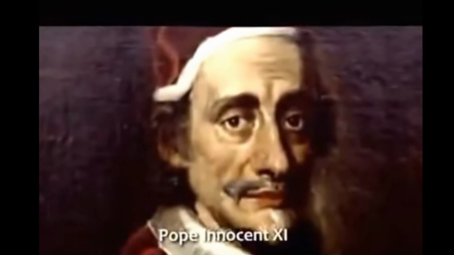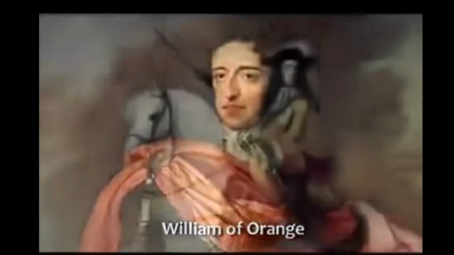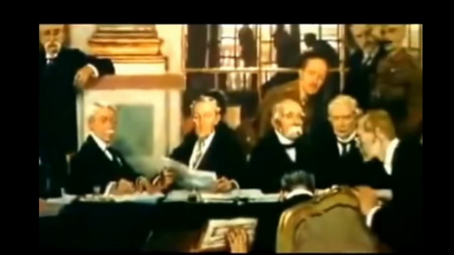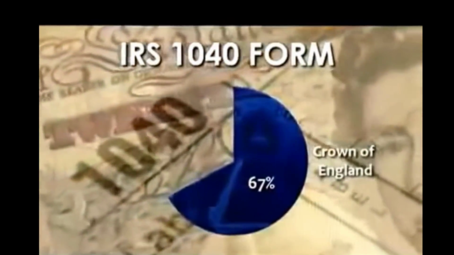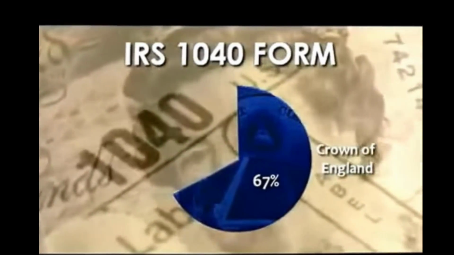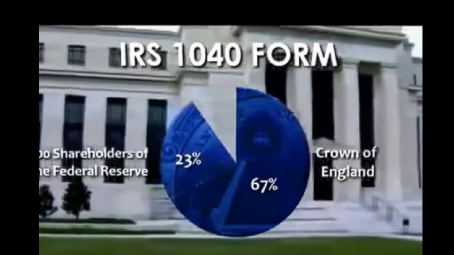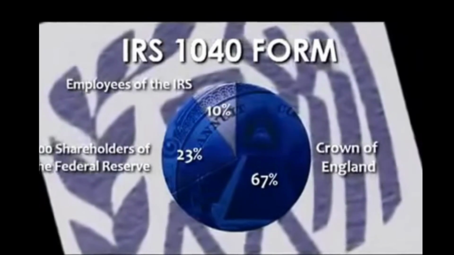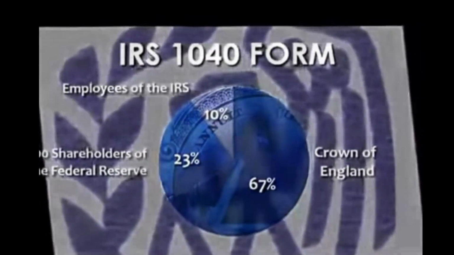Today, this small clique of bankers have full authority over the affairs of Parliament, and this has been the case since 1694, when Pope Innocent XI hired William of Orange to depose the Stuart kings and charter the Bank of England. Located within the Crown of England is the original Federal Reserve Charter, which according to the Farmer Claims legal team, allocates that 67% of the income tax collected by the IRS was to be divided to the Crown of England. Another 23% was to be paid as a dividend to the 300 shareholders of the Federal Reserve Bank, and the last 10% was to be paid to the employees of the IRS to keep them quiet about this sweet deal.